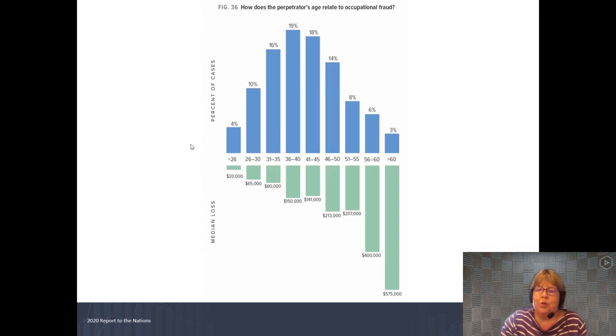So age of our perpetrators. Our general age, the highest ones are in that 30 to 45 range. But the largest dollar amount frauds are committed by people that are 55 and older. So the more frequent frauds are by those in their late 30s, early 40s, but those 55 and older are committing the highest dollar volume.